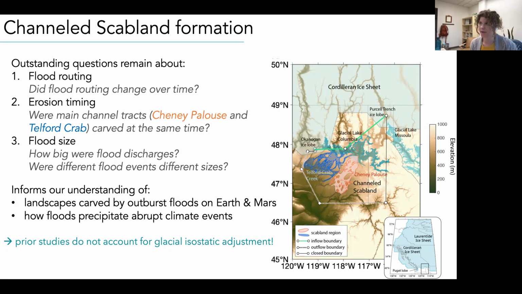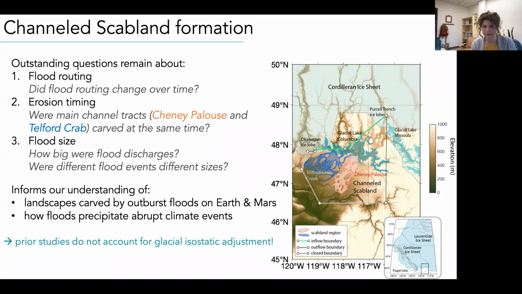For example, did flood routing change over the course of the Missoula megafloods? Were these two main channel tracks carved at the same time? How big were flood discharges? Were different flood events different sizes? Knowing the answers to these questions helps us understand how landscapes are carved by outburst floods, both on Earth and on Mars, as well as how floods precipitate abrupt climate events.